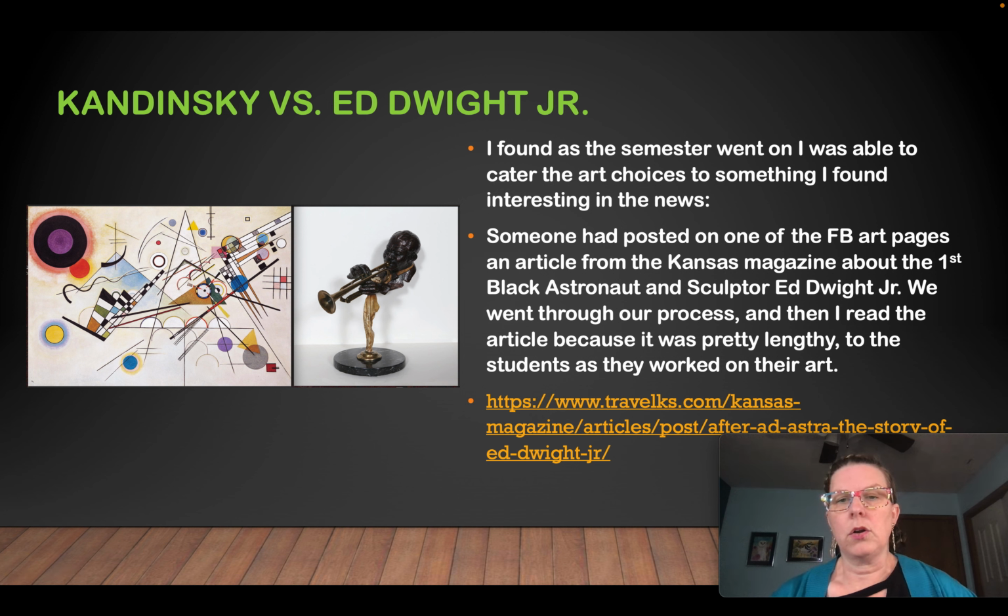Kansas Magazine had an article about an artist named Dwight Jr., who was a sculptor, but he's known for being Kansas's first Black astronaut. He's from Kansas. He was one of the first Black students to be in a white school in Kansas. Just had an amazing life. It was so interesting to read about him. The article was really long.